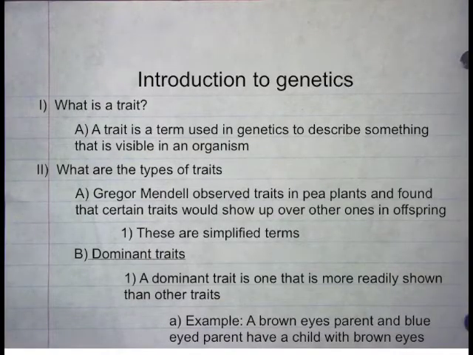Dominant traits. A dominant trait are ones that are more readily shown than other traits. Example, a brown eyes parent and a blue eyes parent have a child with brown eyes. We would say that brown eyes are the dominant trait. When we think of dominant traits, it's easy to see it in skin color, such as children typically inheriting darker skin color when one of the parents is darker skinned and the other parent is pale. Once again though, simplified terms.